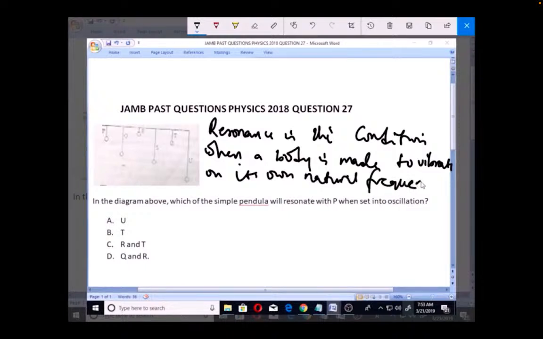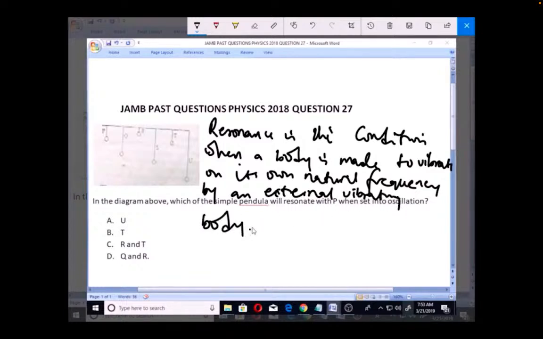You're talking about resonance. Whenever you make a body vibrate on its own natural frequency by an external vibrating body, by another body that is vibrating, then you have resonance.